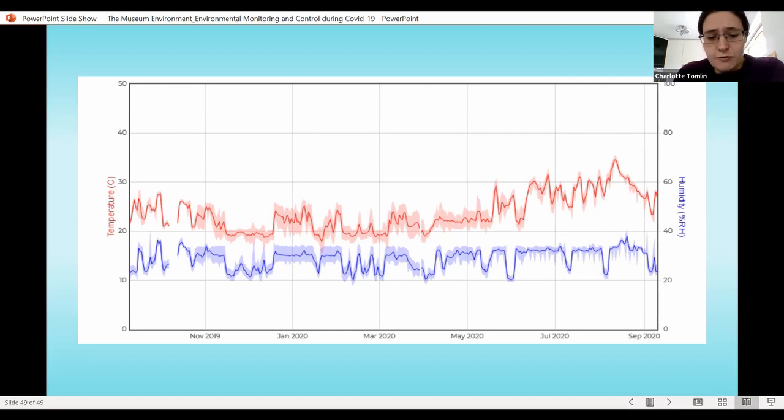So once you understand what might be causing the RH and temperature to react the way it does, you can then start to think about, okay, so what can we do to control the reactions? So if the external environment has a large impact, can we insulate the internal environment more from the external? So can we close doors and windows? Can we replace ill-fitting doors and windows? Are there leaks in the building?